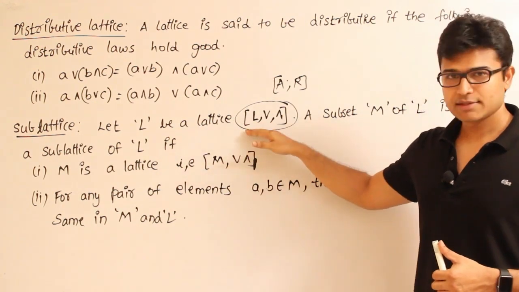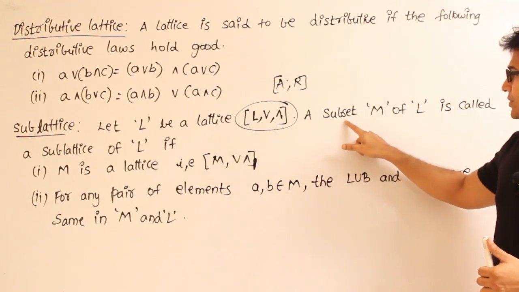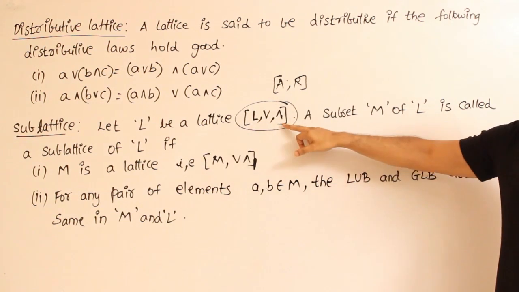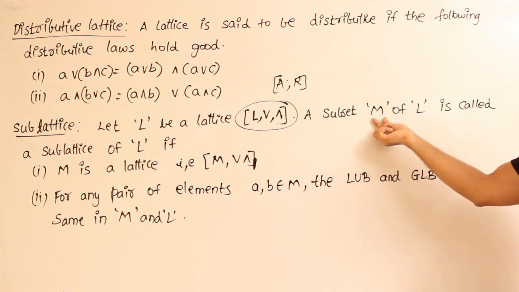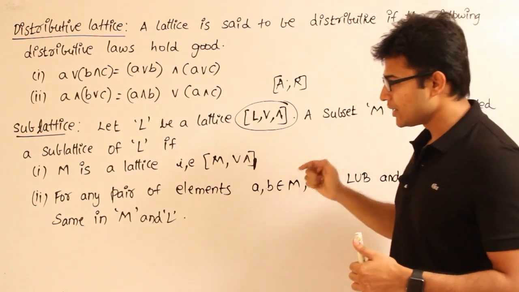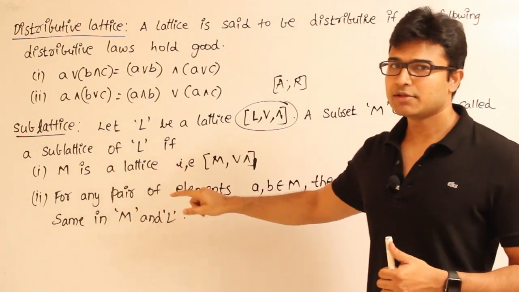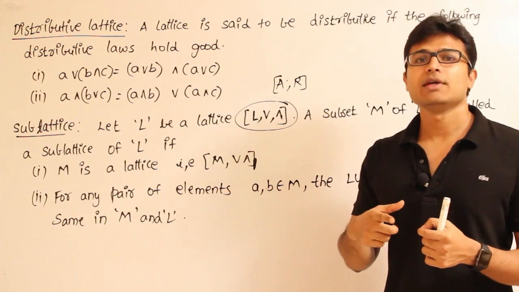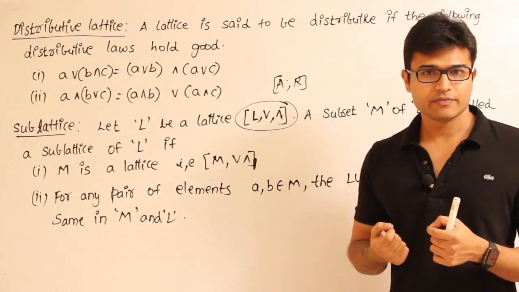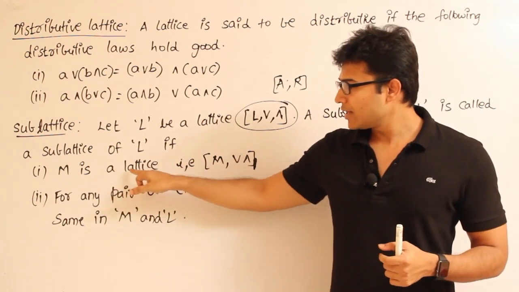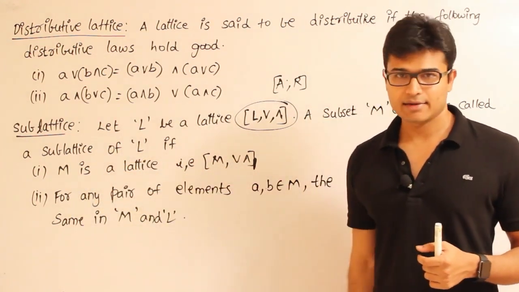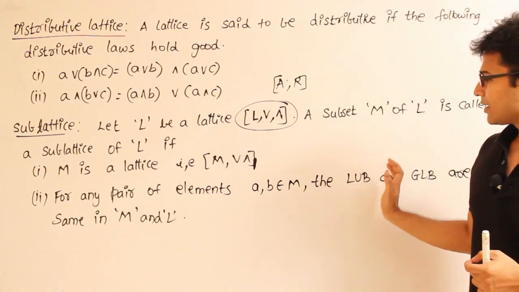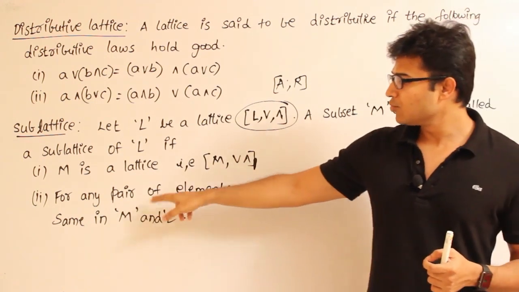Now let L be a lattice. Then we are trying to define the sublattice. A subset M of L, which means from whatever base set there is, we take a subset. Now the subset M of L is called a sublattice if M is a lattice. What does it mean? If you take the set M itself, for every two elements in M there should be the GLB and LUB. If this happens, then it is called a lattice. So the first point is M has to be a lattice, and the second point is that for every pair of elements the GLB and LUB are the same in both M and L.